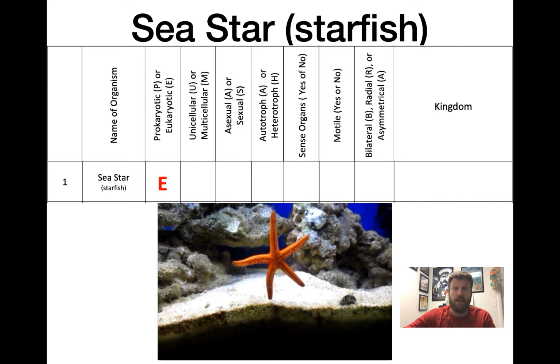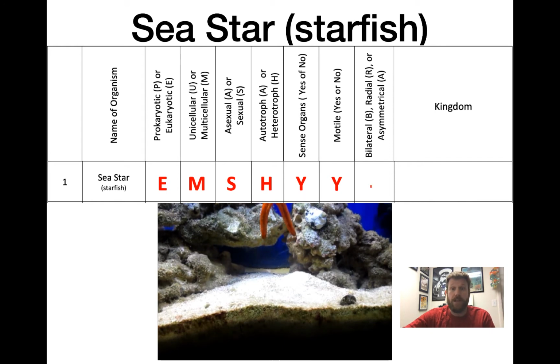Obviously more than one cell in that sea star, so it is multicellular. Sea stars do reproduce sexually. They do not make their own food, so they are heterotrophs. They're able to sense changes in their surroundings, so they do have sense organs. As you can see from the video there, they do move around. They are motile, and they would actually have a radial symmetry. All of these classifications would put them in the animal kingdom.